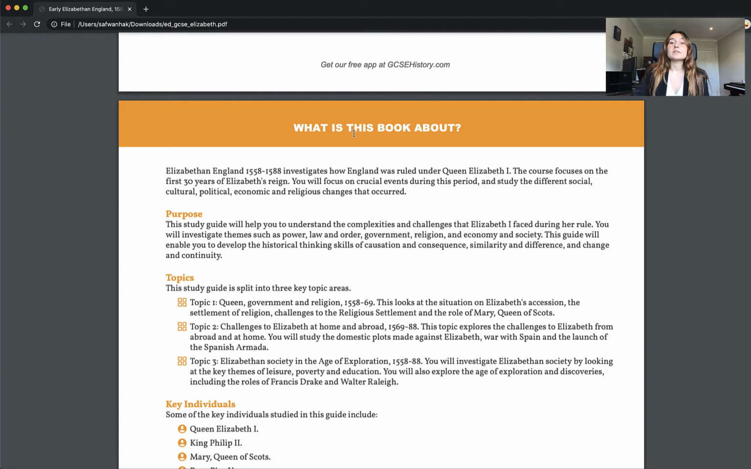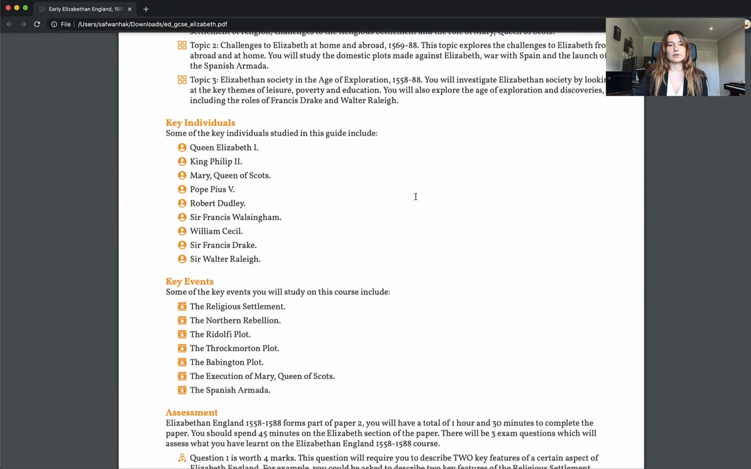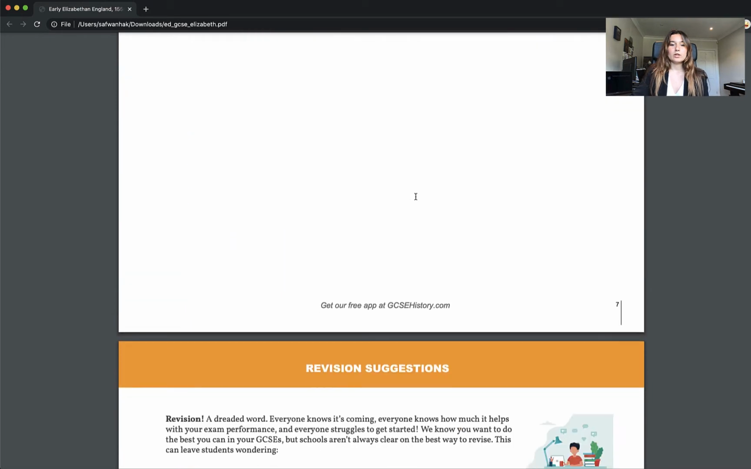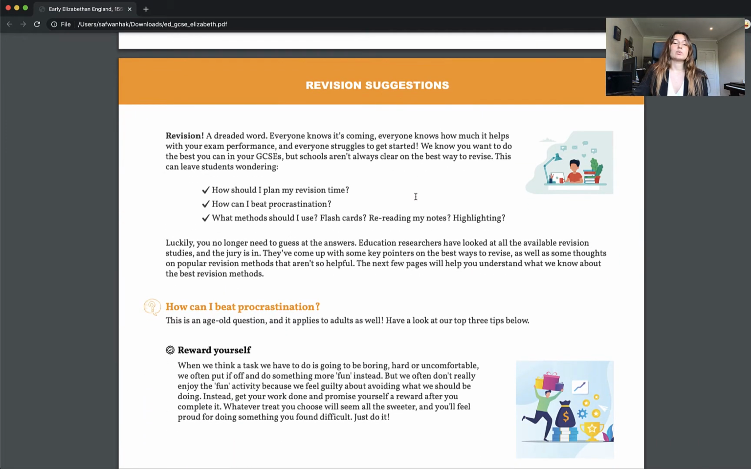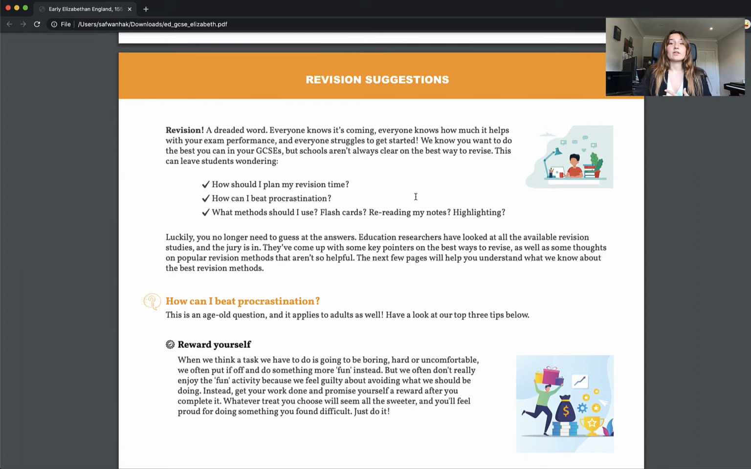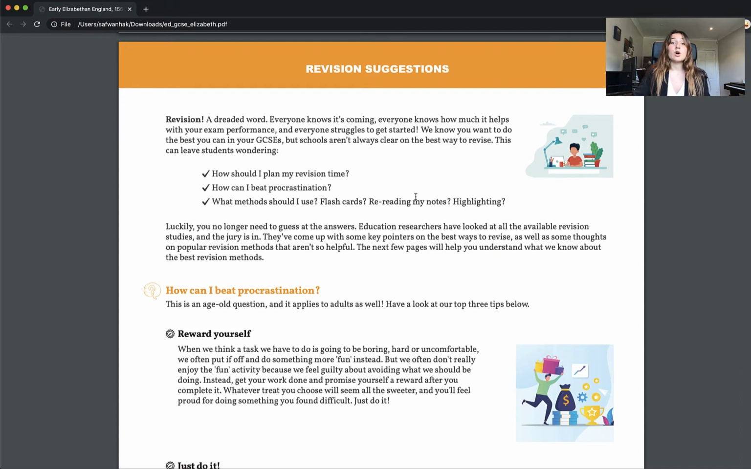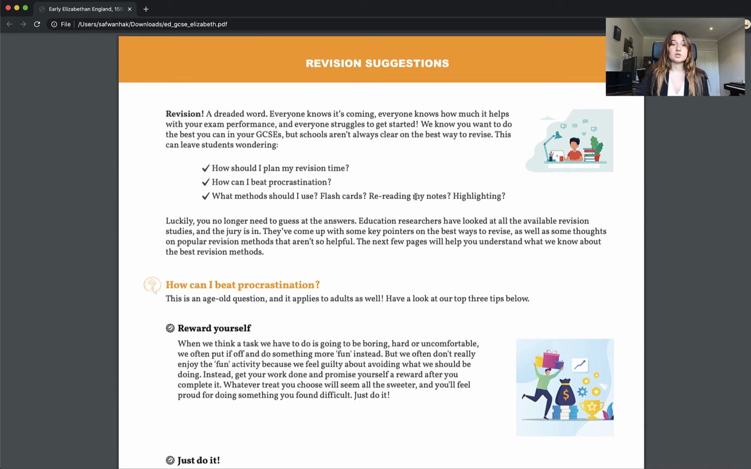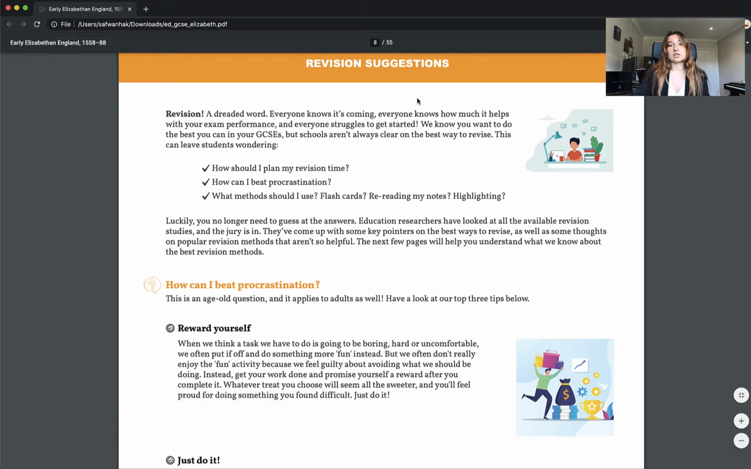We also have what this book is about, and that is in every revision guide. It's sort of a way to help the students get a brief understanding of what their revision guide is going to cover. We also have some revision suggestions, which we value and think that all students should be following based on scientific research. These are in all the revision guides if a student would like to use these suggestions. However, if you contact the Clever Lili team, we will send you these revision suggestions for free.